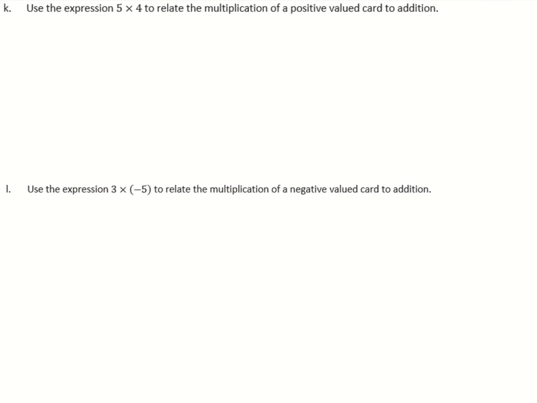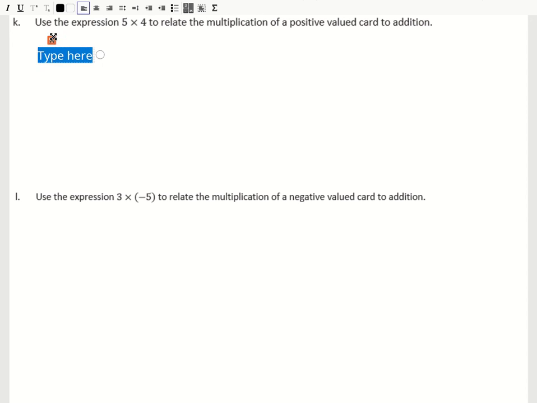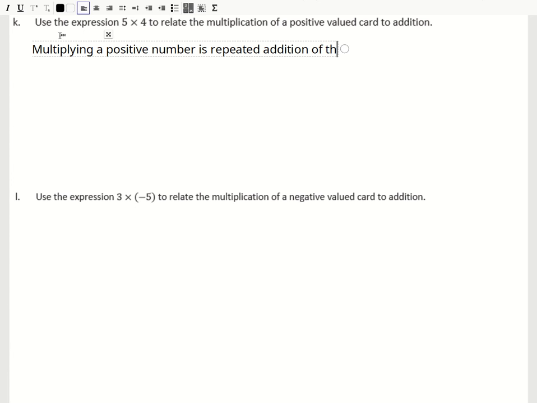Now we go back down to K and I. Use that expression that we had over here, 5 times 4, to relate the multiplication of a positive valued card to addition. This is honestly something that we've already talked about. Multiplying a positive number is repeated addition of that positive integer. 5 times 4 is repeated addition of 4 5 times.